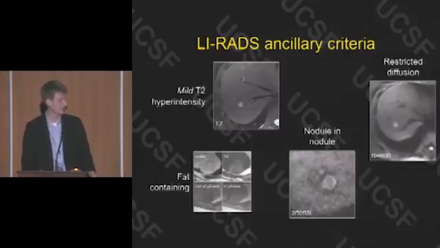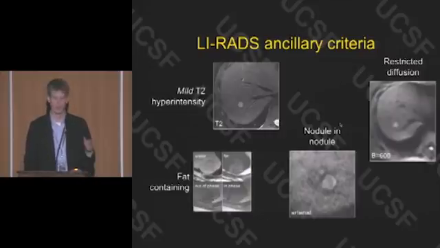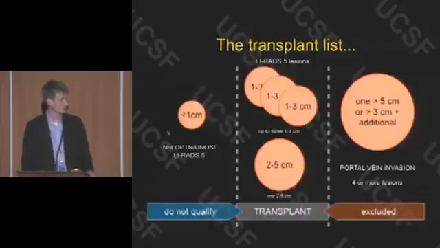Also, if it contains fat, you can see here in phase, it loses signal in the out of phase. So there's diffuse microscopic fat throughout the lesion. This is suggestive of HCC. So these are minor criteria. Minor criteria can't help you get to LI-RADS 5, definite HCC. So in the transplant list, I think this is an important thing to consider.